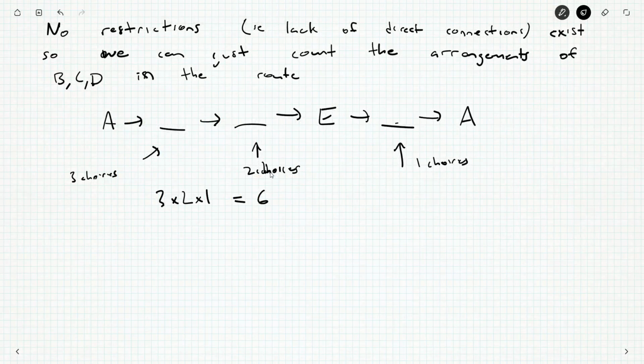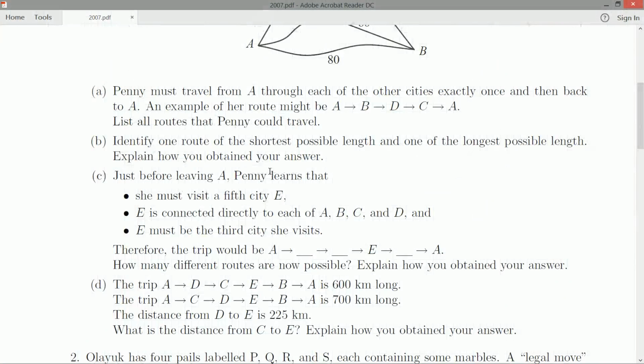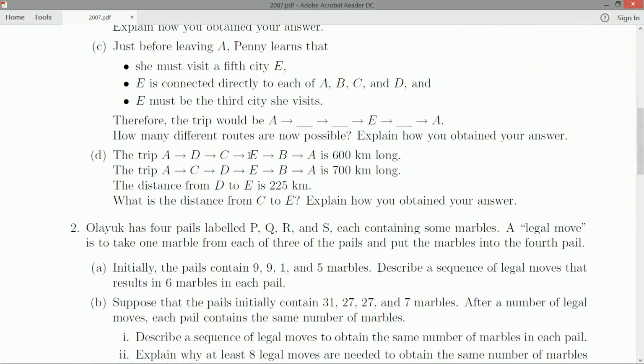So 6 roots are possible. If you wanted to, you could also list them out, but I mean these arrows are getting kind of tedious to draw. So we'll move on to D part.